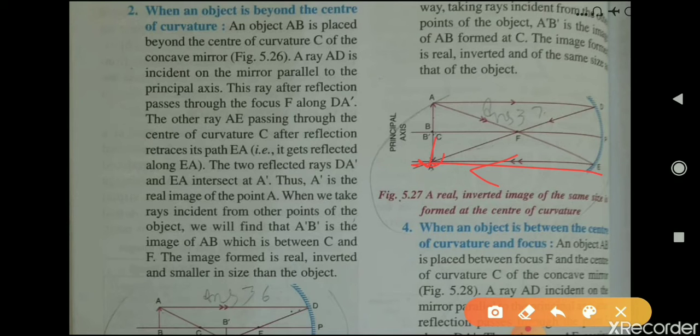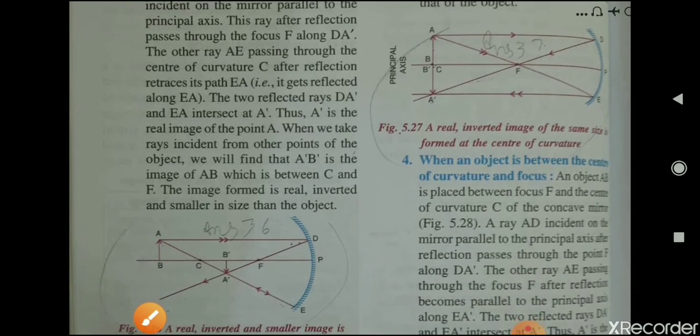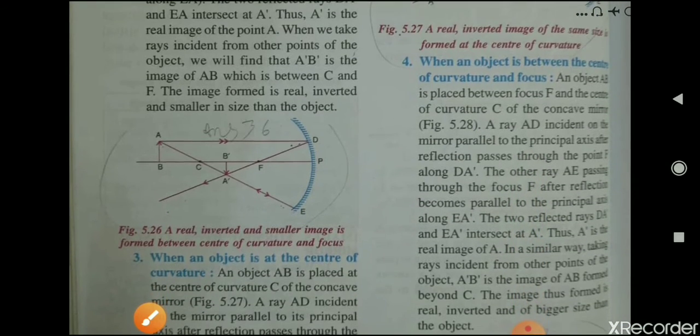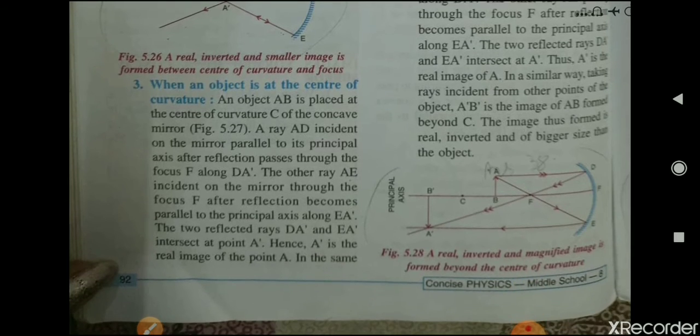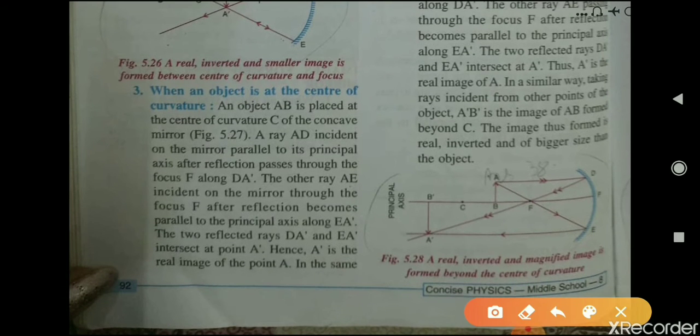Okay, so when the object is at center of curvature, the image is formed at the center of curvature C. The image formed is real, inverted, and of the same size as that of the object. Now the fourth case is when an object is between center of curvature and focus. So when the object is somewhere between the focus and the center of curvature, you can see here AB is in between focus and center of curvature.